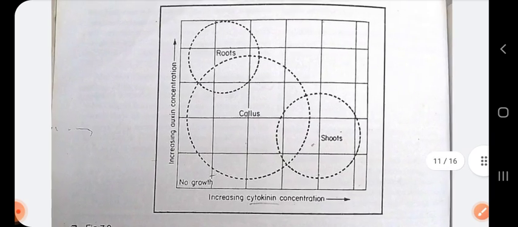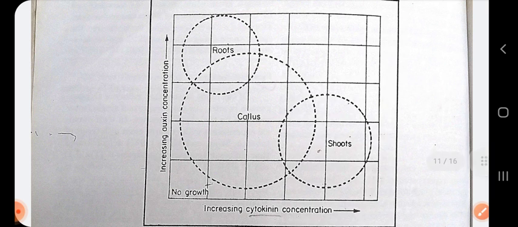Now this is the normal way of how callus formation can be done, and from the callus how shoot induction and root induction can be carried out. So it has been shown that if there is intermediate concentration of auxin and cytokinin, then callus formation will occur. High concentration of cytokinin and low concentration of auxin will give rise to shoots, and low concentration of cytokinin, high concentration of auxin will give rise to root formation. Now this is normally done in case of dicotyledonous plants.